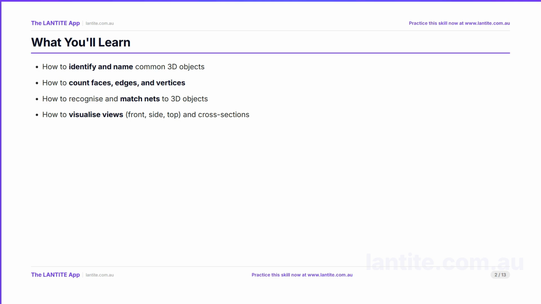By the end of this lesson, you will be able to identify and name common three-dimensional objects, including prisms, pyramids, cylinders, cones, and spheres. You will know how to count their faces, edges, and vertices. You will be able to look at a flat net and determine which 3D shape it folds into. And you will be able to visualize what a 3D object looks like from different angles and when sliced through.